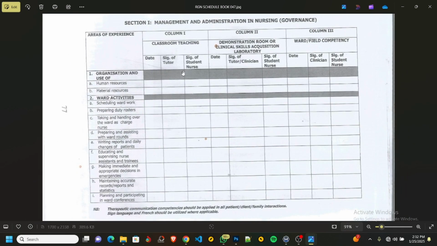Yes, so the next one we have is management and administration in nursing, which is termed as governance. In nursing, we term it as governance. So you would imagine whatever that is here. And usually these ones are for the nurse managers or the ward in charges or the principal nursing officers, those people that are leading the various teams or the various ladder of organization. This one is for them.